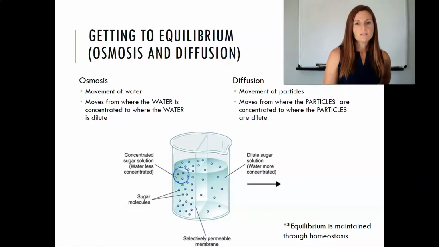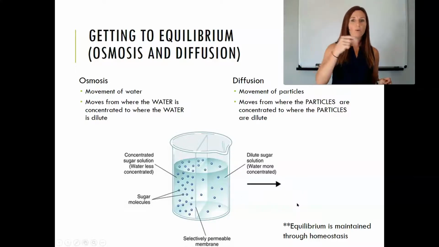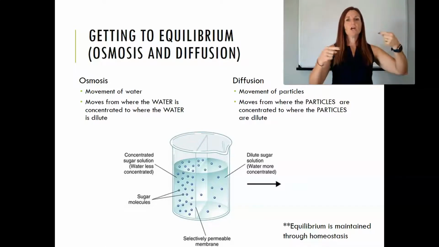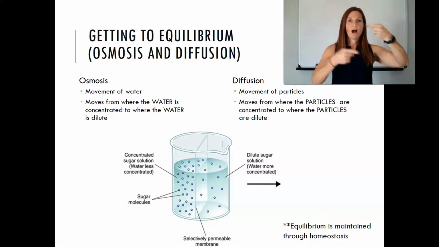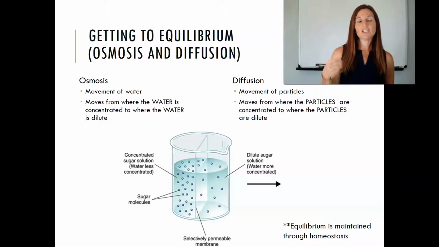The particles, the little blue spheres, the sugar molecules, are more concentrated over here. And they're going to want to move across the membrane this way over to this more dilute side. So once again, we see the water wanting to go one way and the solute wanting to go the opposite direction. So the water and the solute are going to try to go in opposite directions in order to establish equilibrium.